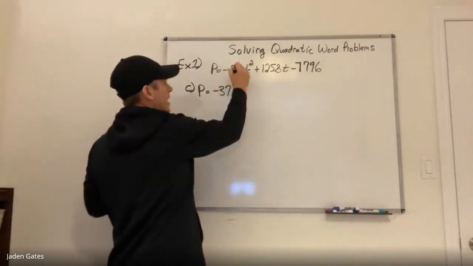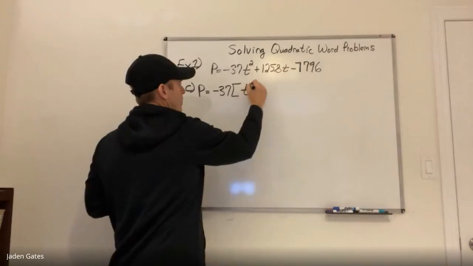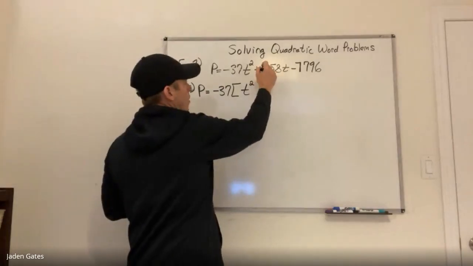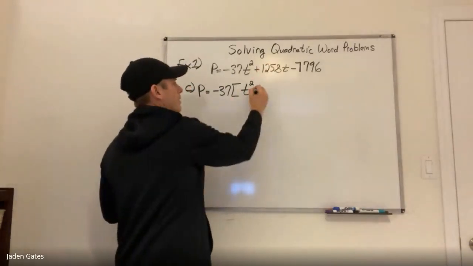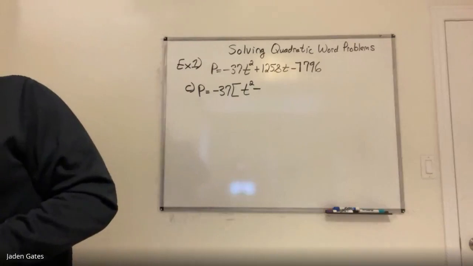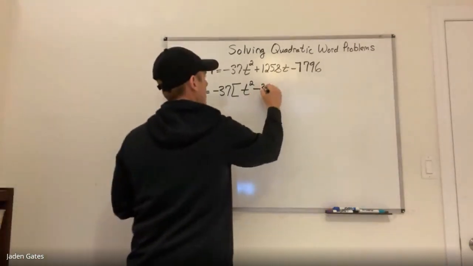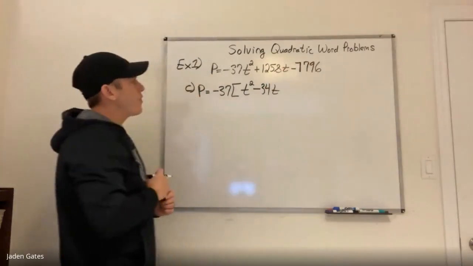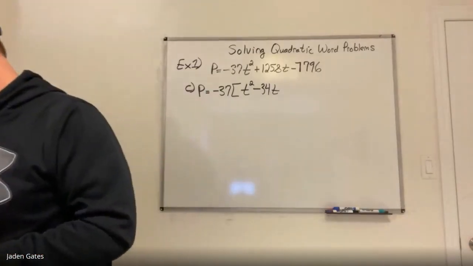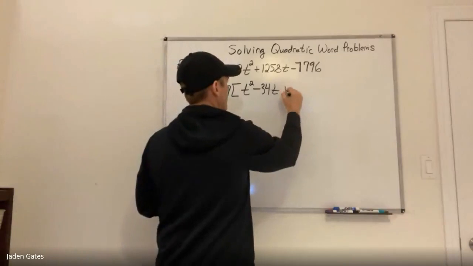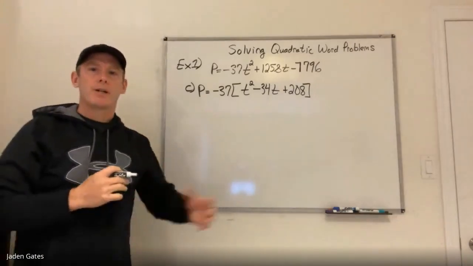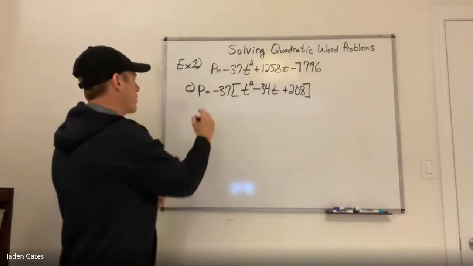All right, so negative 37 t squared divided by negative 37, well, that's just going to be t squared. All right, now I take positive 1,258 divided by negative 37. Let's see, it's going to be a positive divided by negative. It's going to give me a negative. And I get, let's see here, minus 34t. I take minus 7,796 and divide it by negative 37. Grab my calculator here, and I get plus 208. I'm going to leave it as a decimal. That's all right. All right, so now that I have taken the negative 37 out, I'm going to now complete the square inside those square brackets.